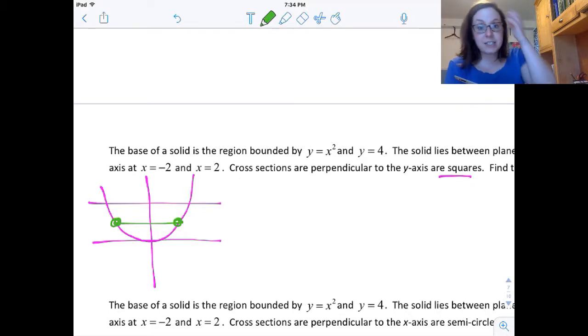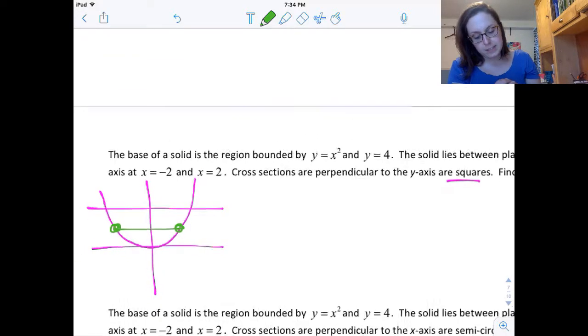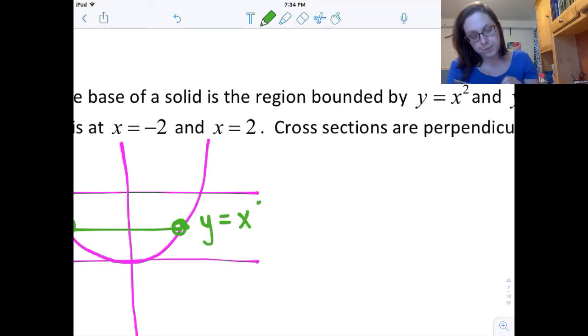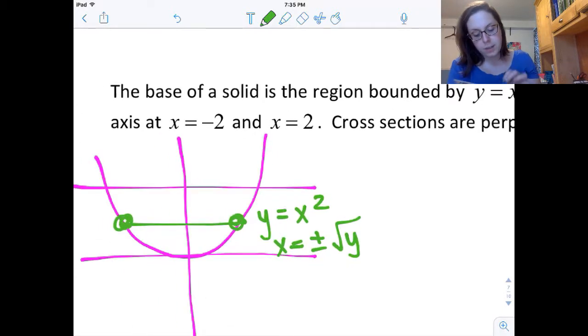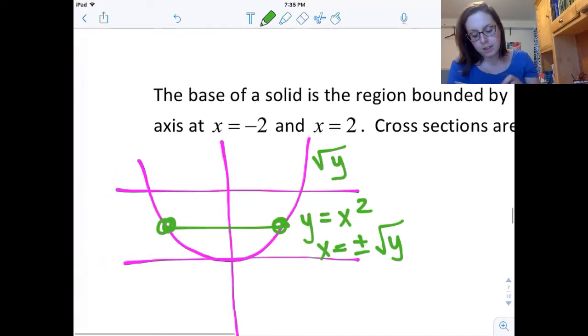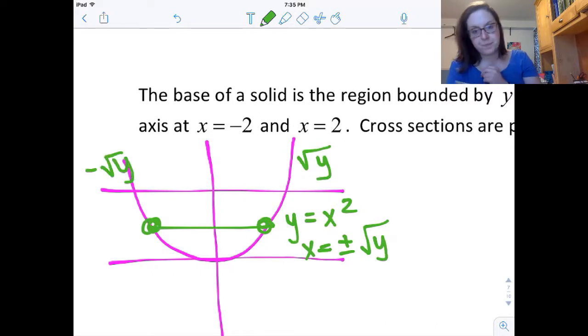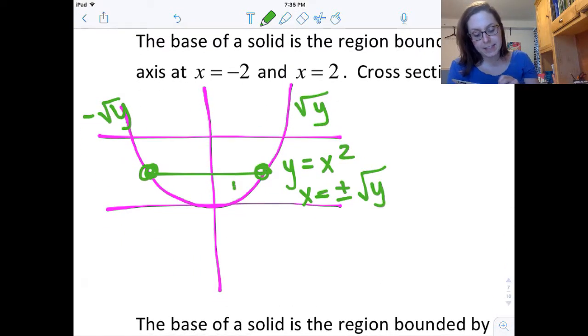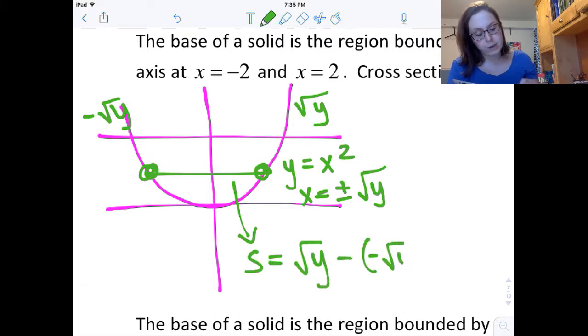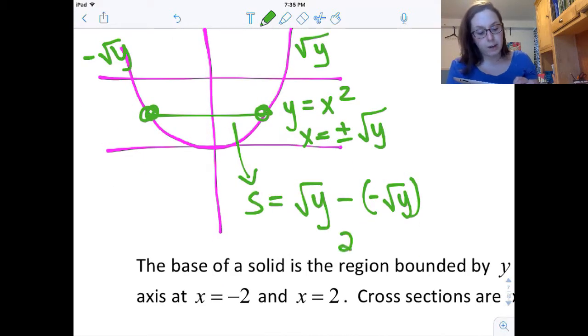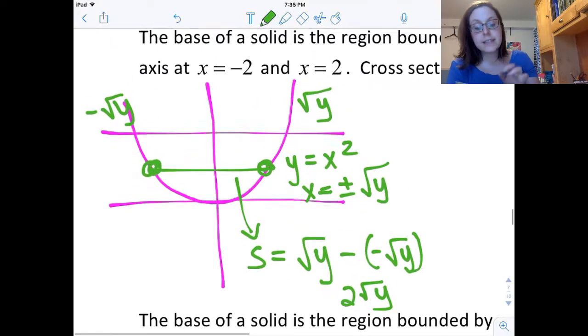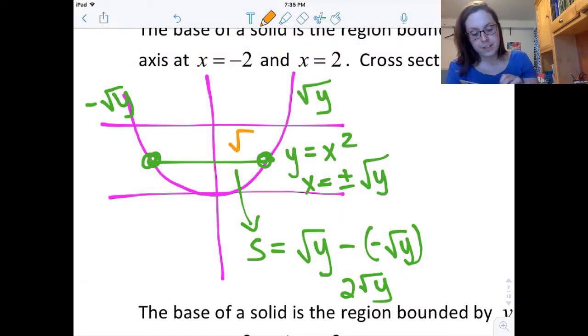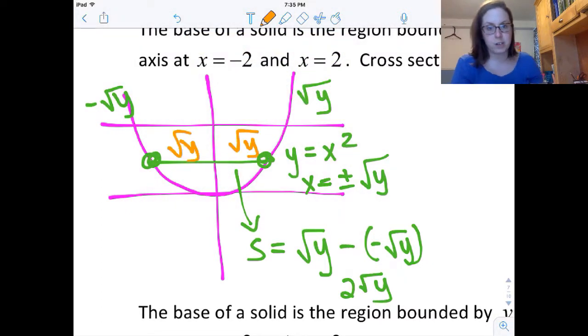So what I need to do is get these solved for x, or in terms of y. If this is y equals x squared, then x is plus or minus the square root of y. The right side is the positive square root of y. The left side is the negative square root of y. And so the distance between these, that side length, is the square root of y minus the negative square root of y, which is 2 radical y. Same rationale we used before on the area. If this piece is radical y, so is that. Of course there are 2 of them.